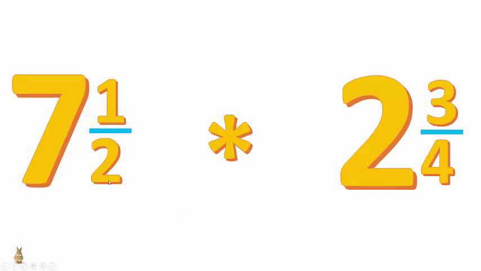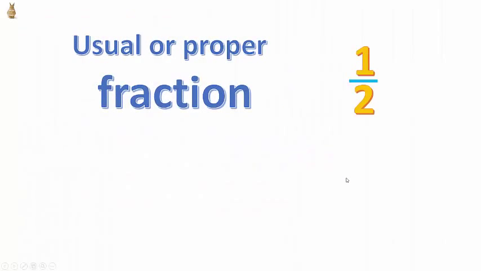Now, 7 times 2 is 14, and a half times 3/4 is 3/8. But the answer to this is not 14 and 3/8. Usually, a fraction looks like this. So this is a usual or proper fraction.